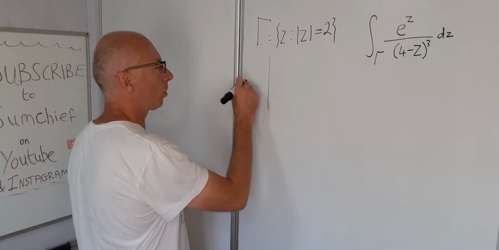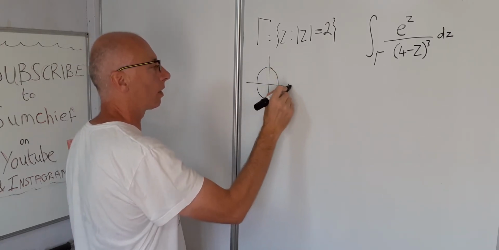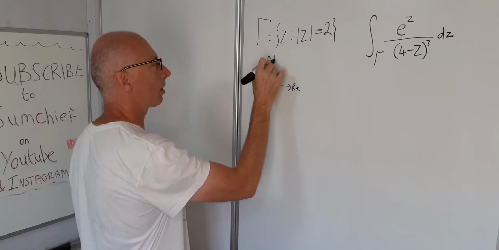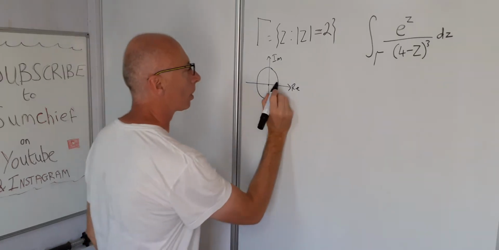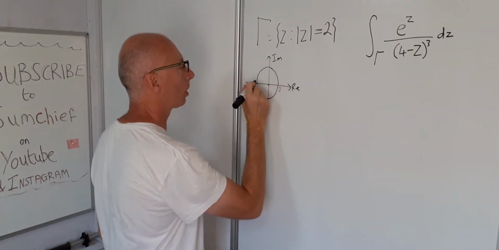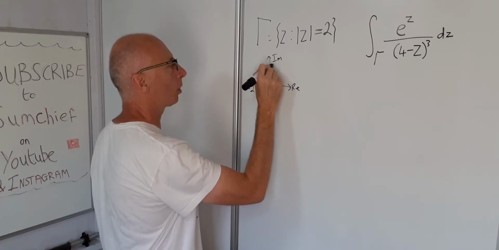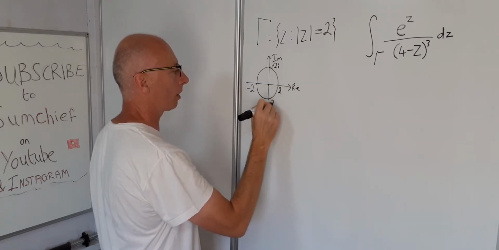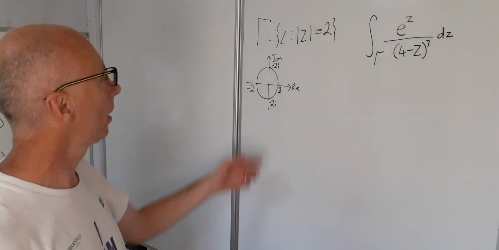So let's just quickly draw that up on the complex plane. So that's the reals, that's the imaginaries, that's the origin, and |z| equals 2. So this point here will be 2, this point here will be minus 2, this point here will be plus 2i, and this point here minus 2i.